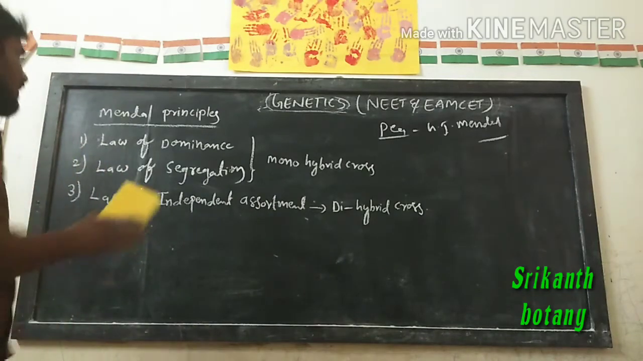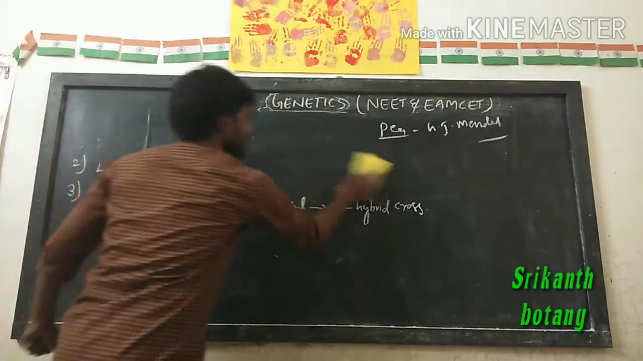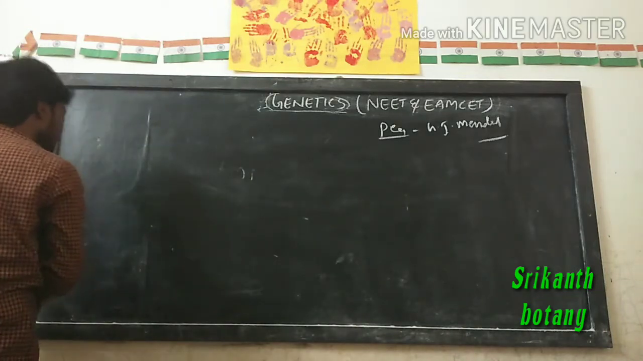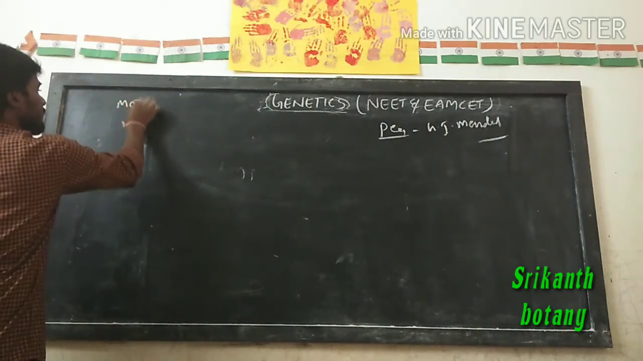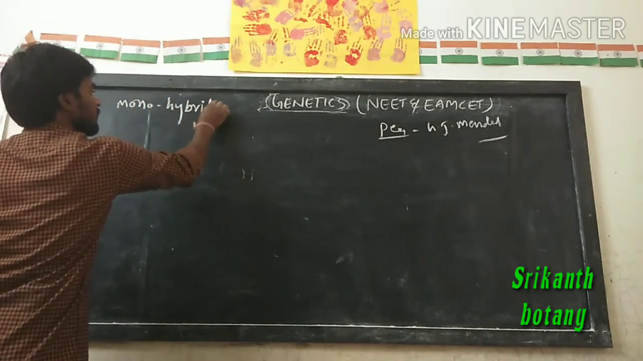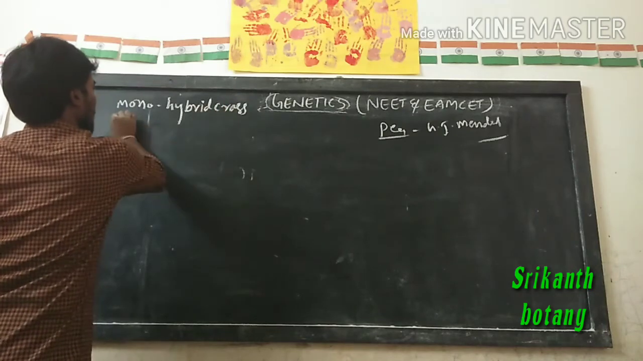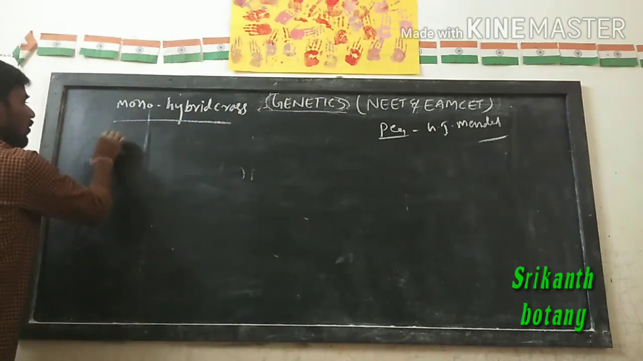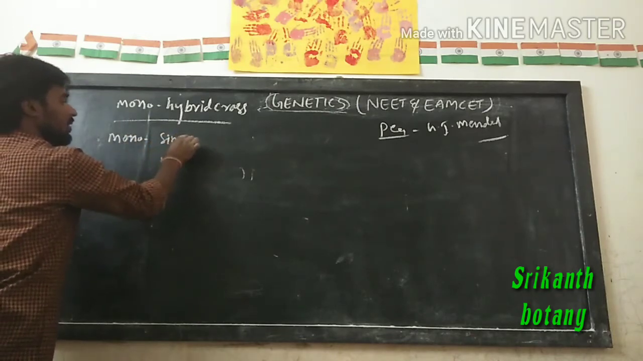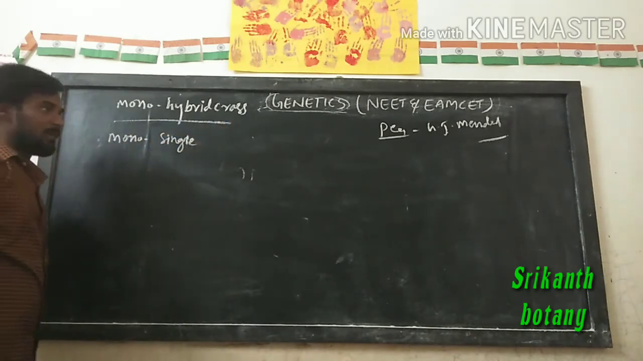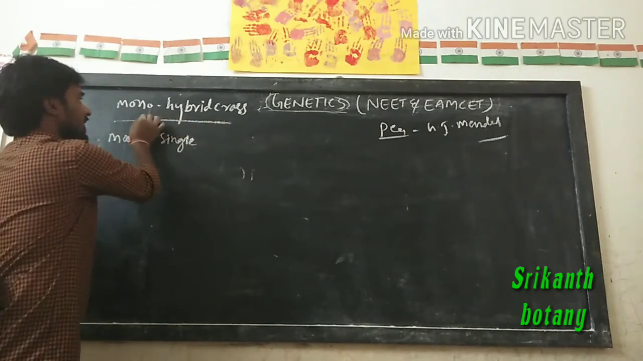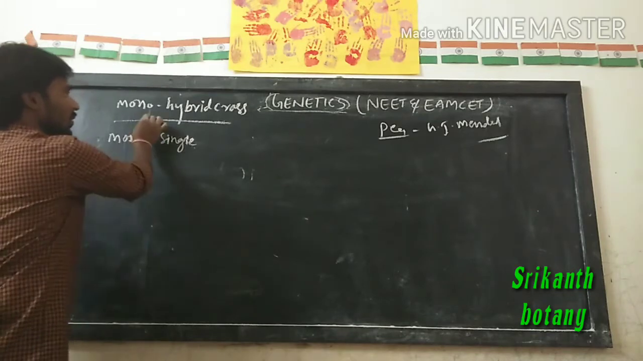Now, monohybrid cross. Here, mono means single. The cross between a single pair of characters is called the monohybrid cross.